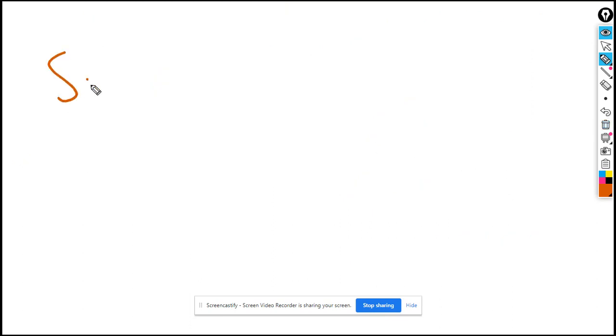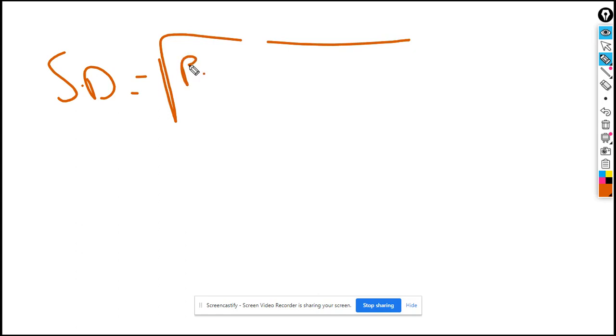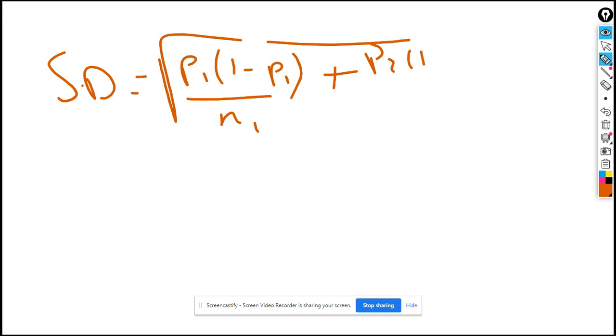and the standard deviation for that is going to be the square root of P1 times 1 minus P1 divided by N1, so that's for the first proportion, plus P2 multiplied by 1 minus P2 divided by N2, the number of the proportion 2.